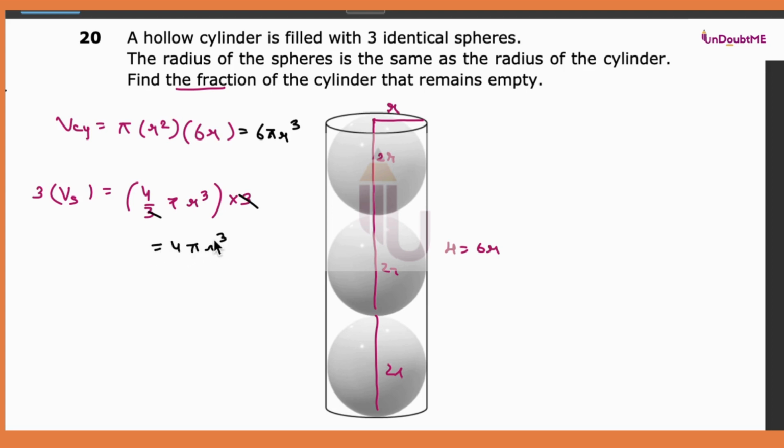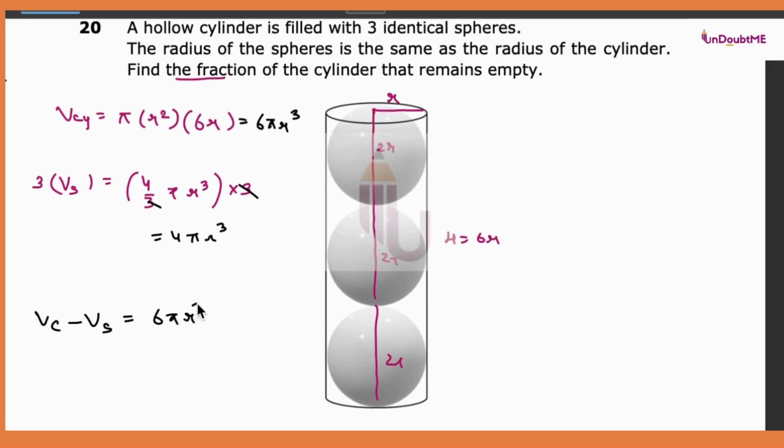Now what is the volume of air in that? For that I will do volume of cylinder minus volume of sphere, and that will be 6 pi r cube minus 4 pi r cube, that will be 2 pi r cube. So this is the volume of the cylinder which is empty.